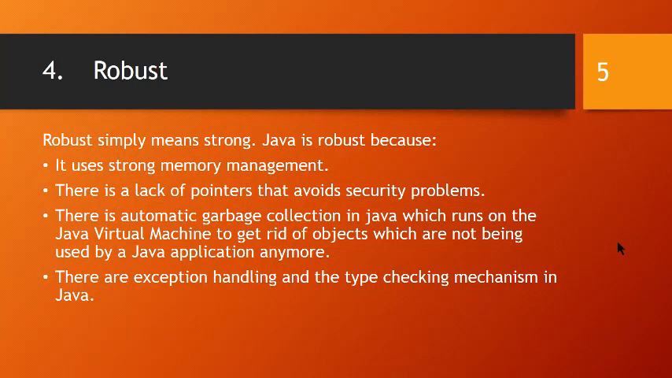There is an automatic garbage collection in Java which runs on the Java virtual machine to get rid of objects which are not being used by a Java application anymore. If you are a C++ programmer and you recall destructors, you would know that we had to explicitly clean up the memory of those objects which we do not use anymore. But in Java, that problem has been handled implicitly, automatically. There are exception handling and a type checking mechanism in Java.